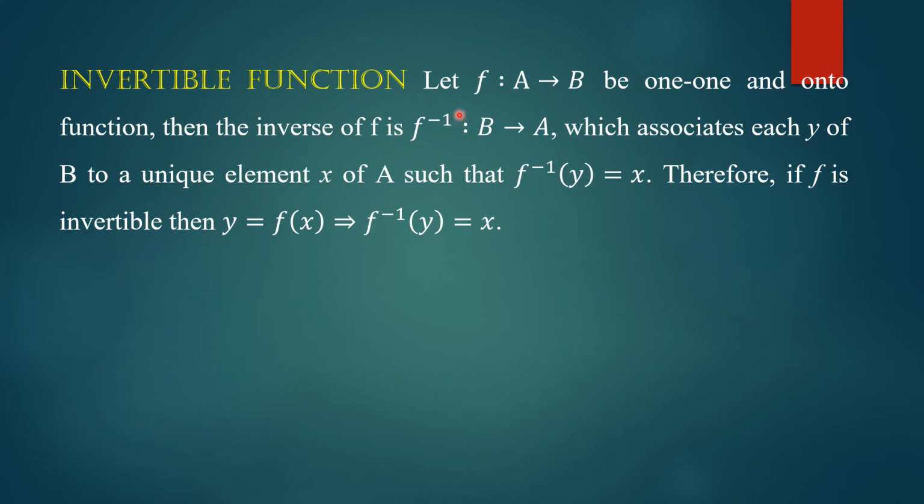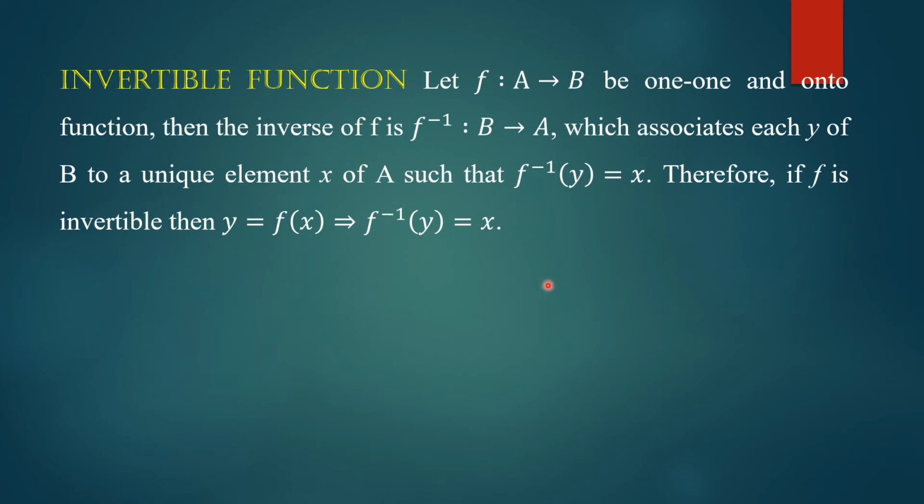This is a simple function like z from B to A. So z of y will be equal to x, meaning x is the image of y under the function z, that is f inverse. Therefore if f is invertible, then y is equal to f(x) will imply f inverse of y is equal to x. Very simple.